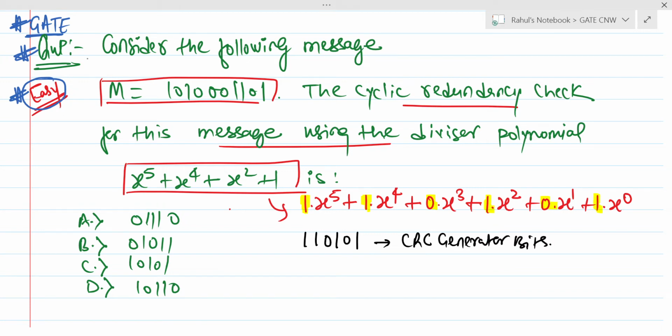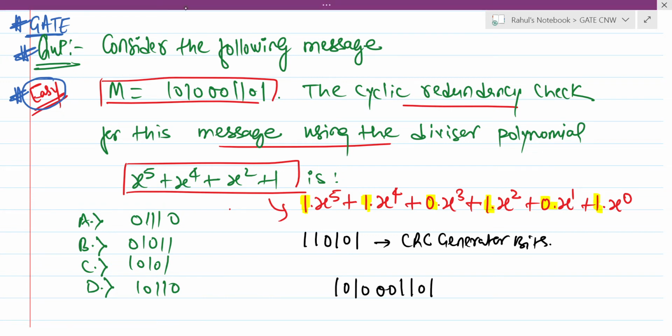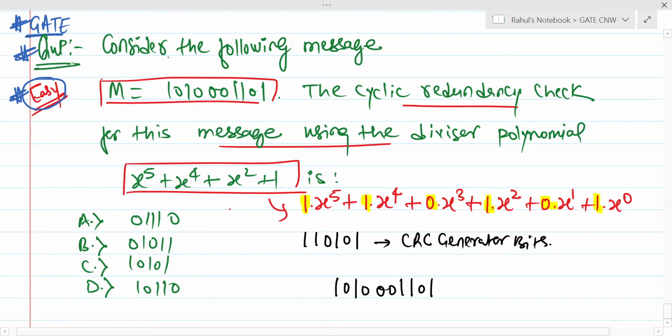Now, how long is it? 1 2 3 4 5 6. So we need to append 5 zeros at the end of the message. What is our message? 1 0 1 0 0 0 1 1 0 1, and append 5 zeros: 1 2 3 4 5. These are the appended bits, because the CRC generator is 6 bits. So 5 bits we have appended.